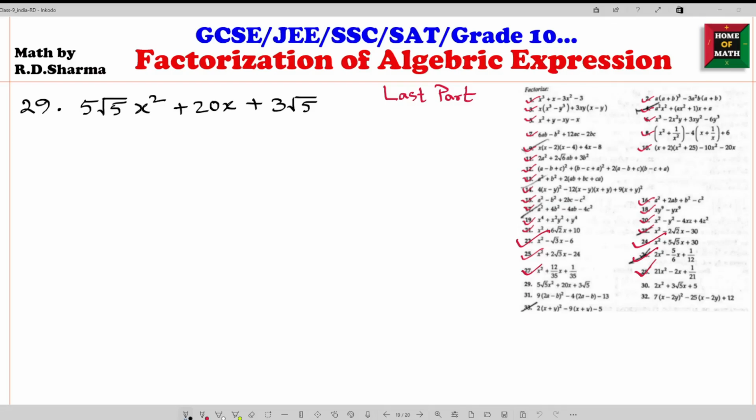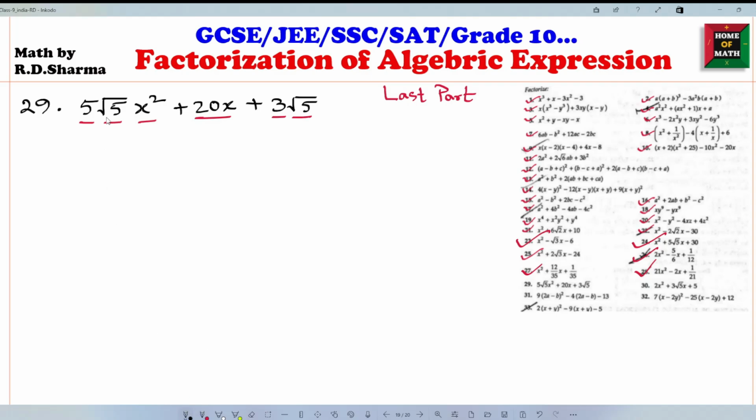Factorization of algebraic expression. Today we are going to start the last part of exercise 5.1. Number 29. Here is 5 root 5 x square plus 20x plus 3 root 5.